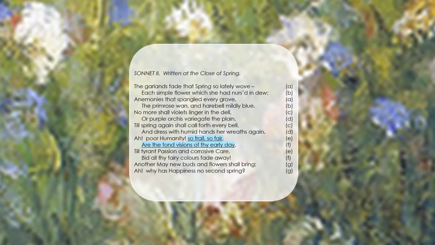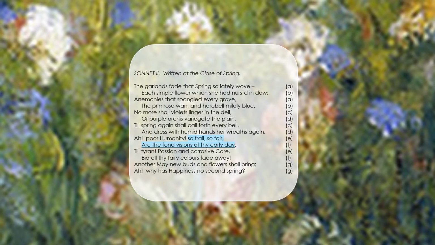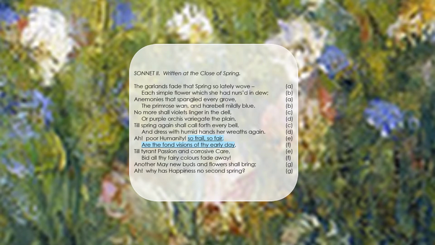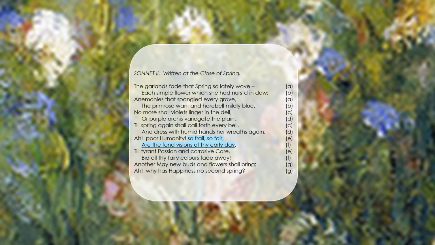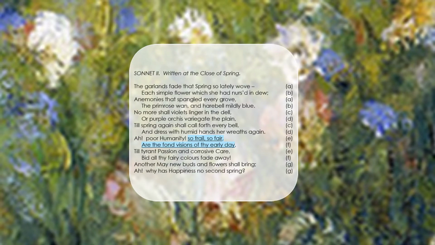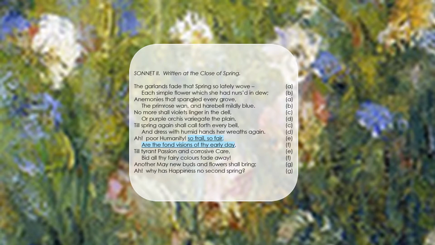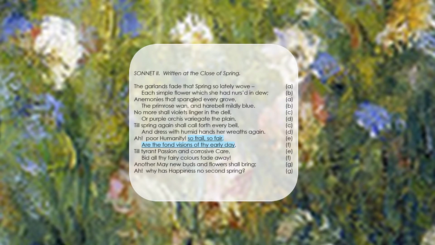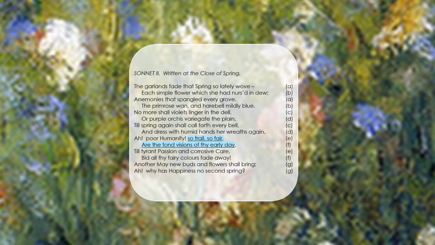The opening line of the sestet bleeds into the second line of the sestet. You can only understand line 10, the second line of the sestet, if you read it in conjunction with line 9. "Are the fond visions of thy early day" doesn't make sense unless you read it with what's gone before it. So, "frail, so fair are the fond visions of thy early day."